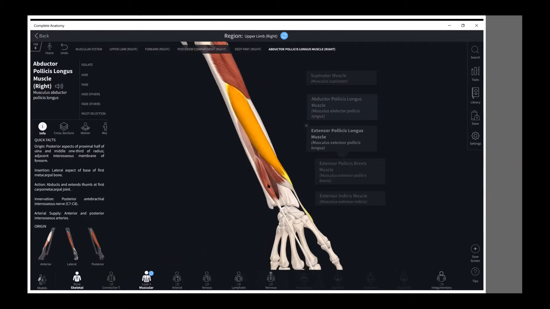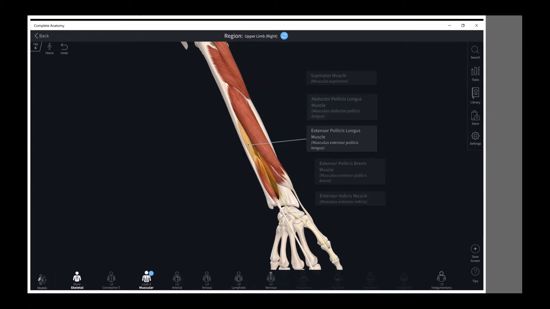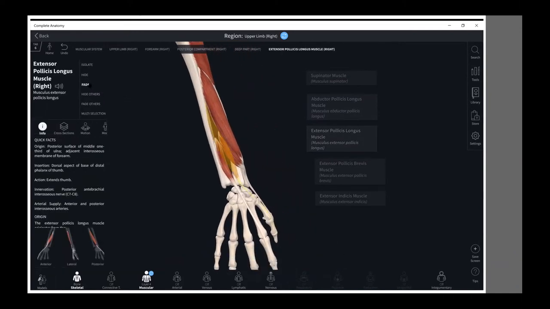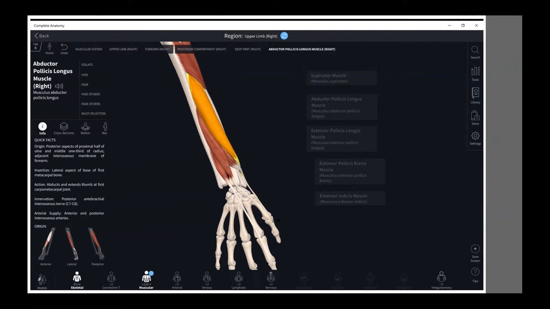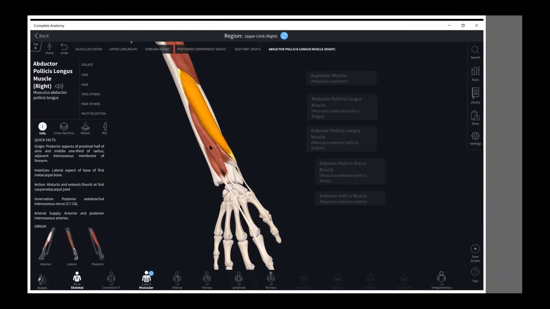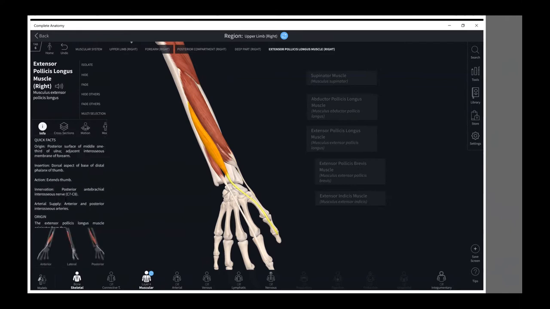We will move to the extensor pollicis longus. All right, and I've got it faded at the moment. Let me bring that there. So extensor pollicis longus, its origin, the posterior surface of the middle one-third of the ulna and the adjacent interosseous membrane of the forearm. Its insertion is the dorsal aspect of the base of the distal phalanx of the thumb, and its action is extending the thumb. So it and the abductor pollicis longus both play a role in extension of the thumb. Its innervation, C7, C8, the posterior antebrachial interosseous nerve.